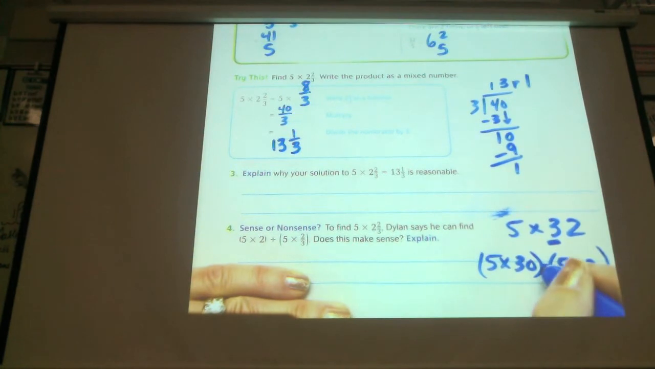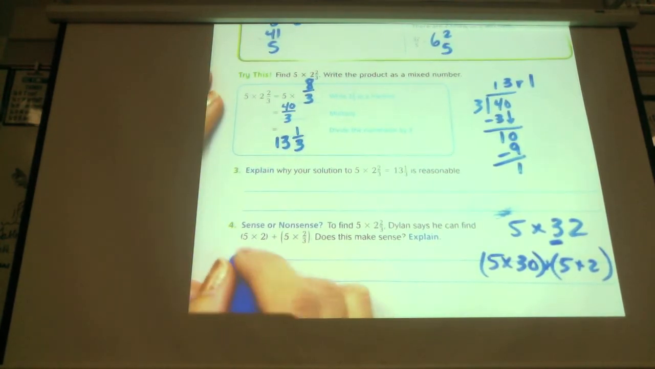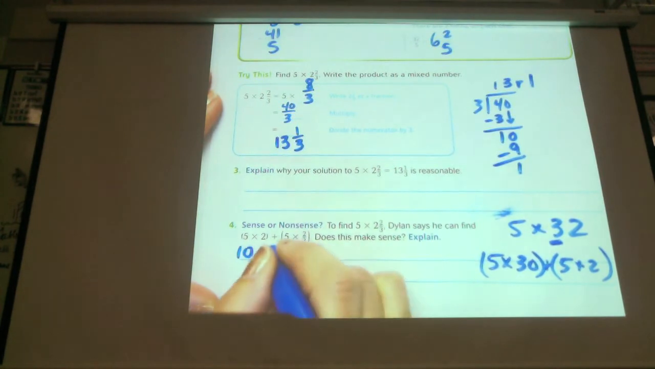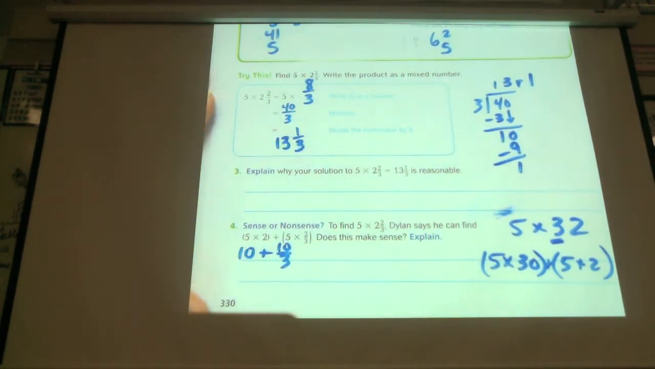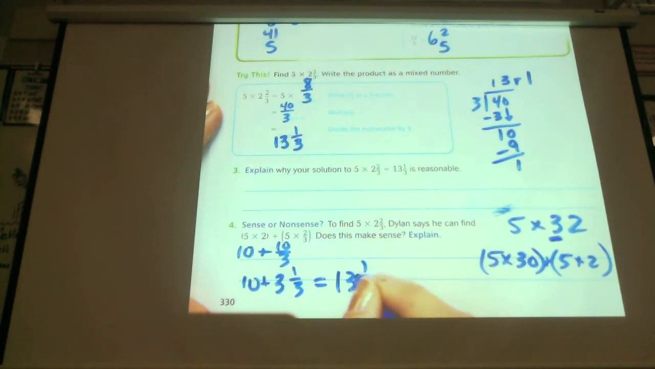So I want you to think about this question again. Really think about it. Does it make sense or nonsense? Knowing this. Okay, so she said 5 times 2 is 10. And plus the 5 times 2/3 is 10/3. And then she changed the 10/3 to a mixed number of 3 1/3. And then she added that to the 10, and it gave her 13 1/3.